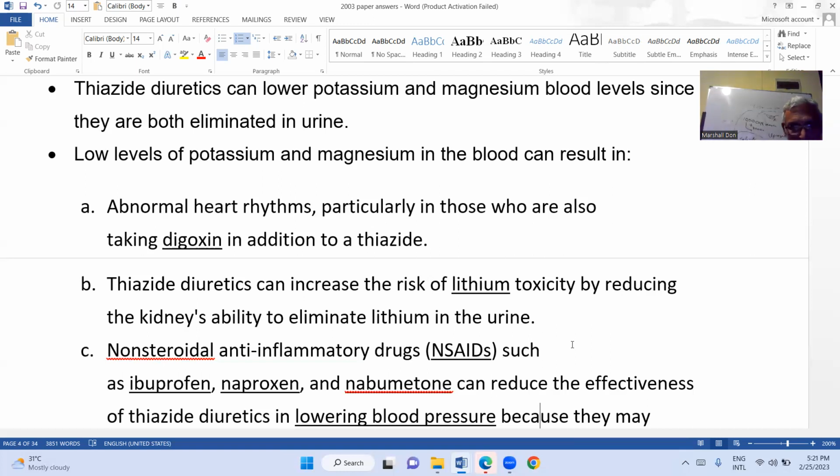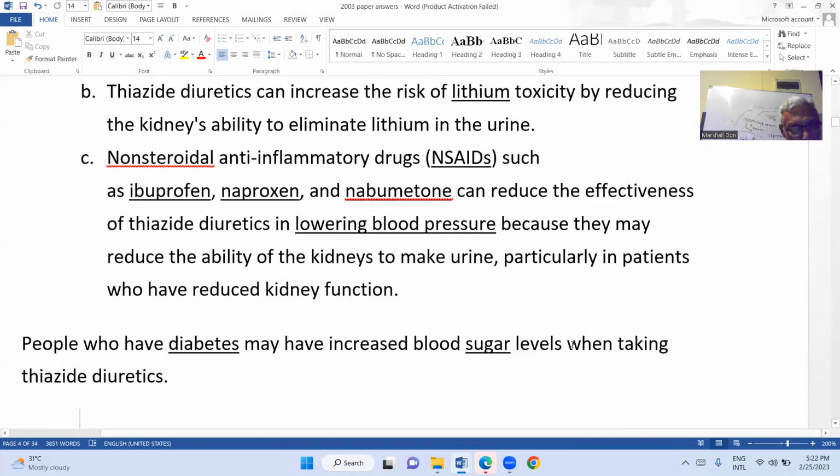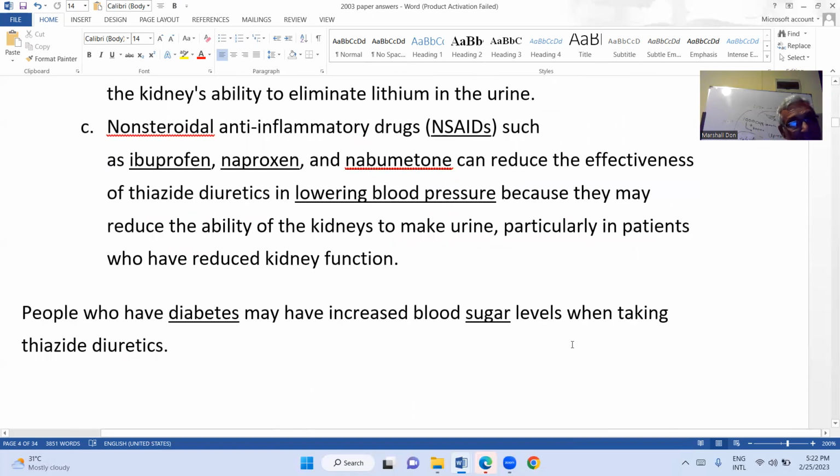NSAID thiazide diuretics වල effect එක අඩු කරනවා. Kidney function එක අඩු නම් thiazide diuretics දෙන්නේ නැහැ. Furosemide දෙන්න පුළුවන්, kidney function අඩු නම් diuretics වලින් furosemide දෙන්න පුළුවන්, not thiazide diuretics. Furosemide is allowed to give.